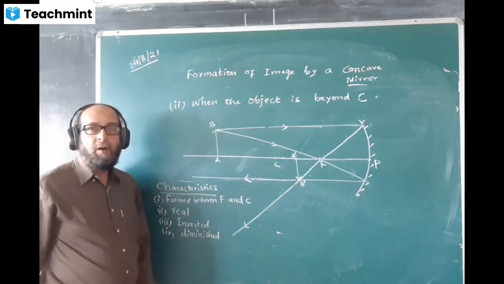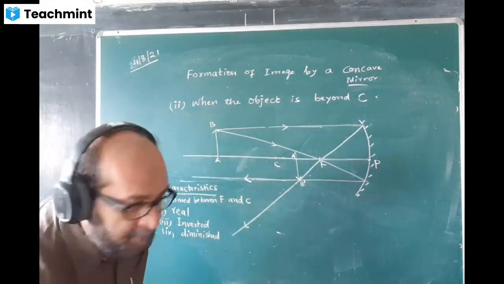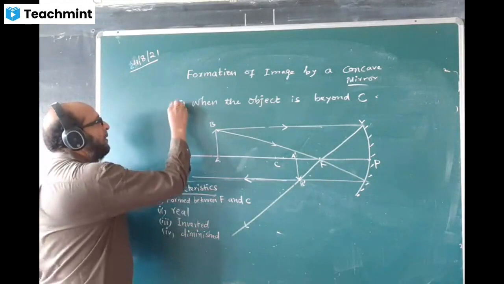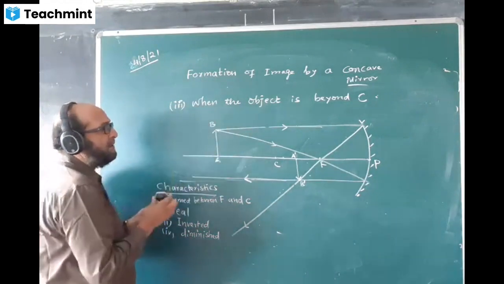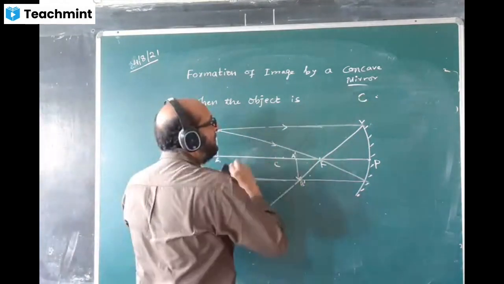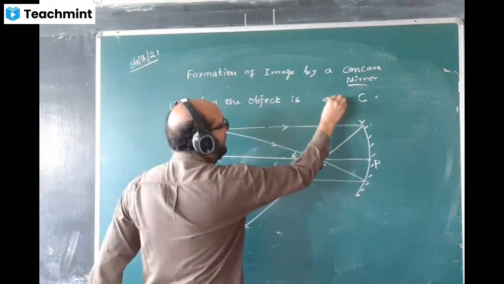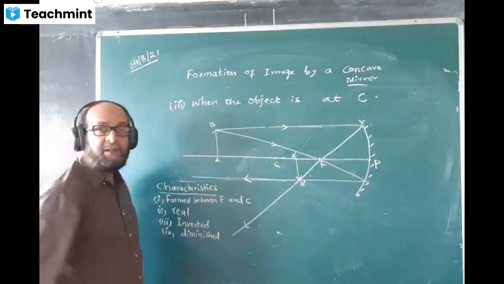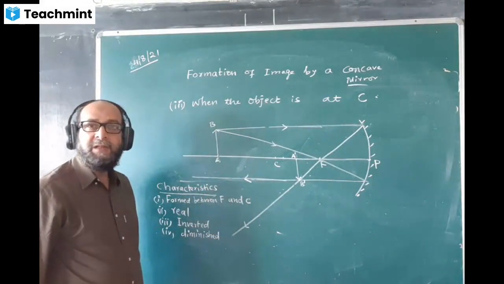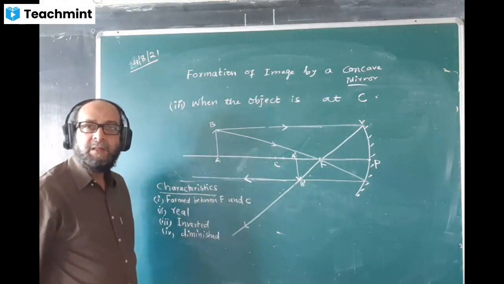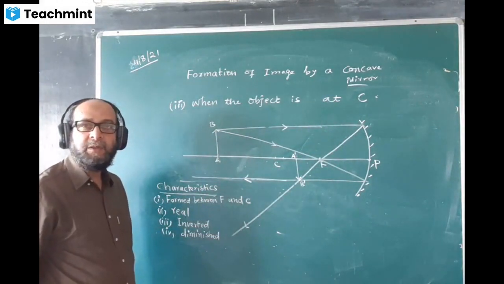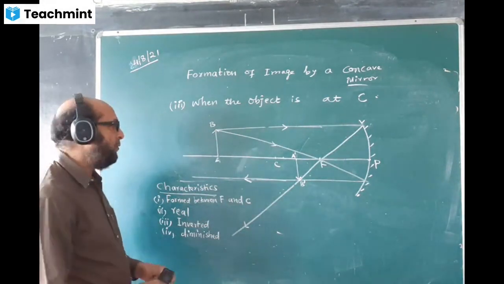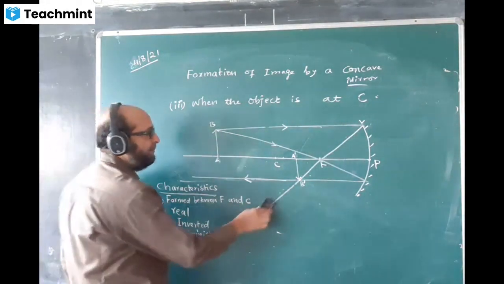Okay. Now write down case 3. Third case: when the object is at C, exactly at the center of curvature. We check what happens in that case and what are the characteristics of the image. The object is at C now. So draw a diagram once again.